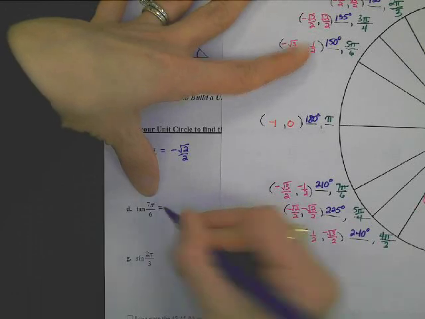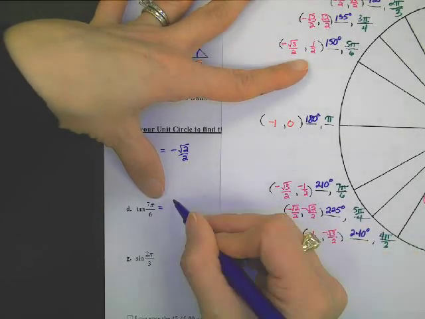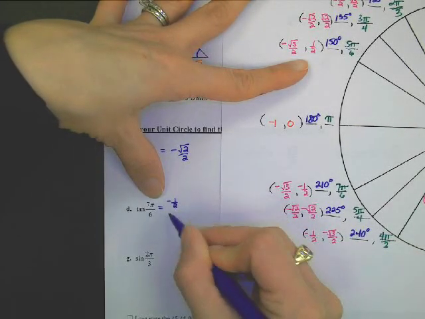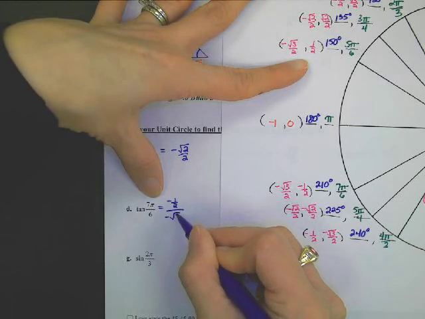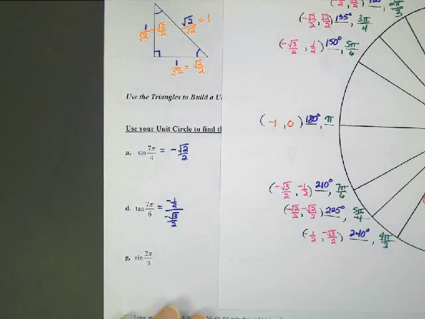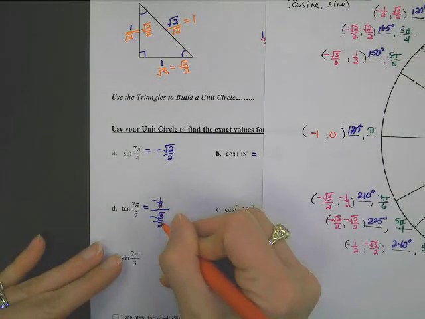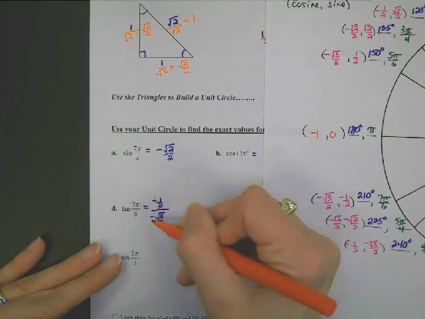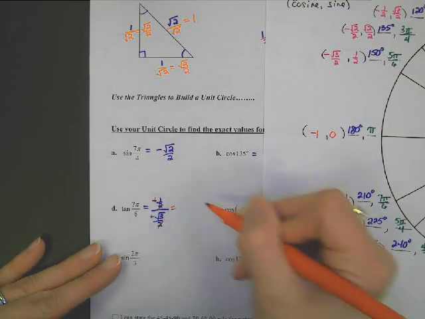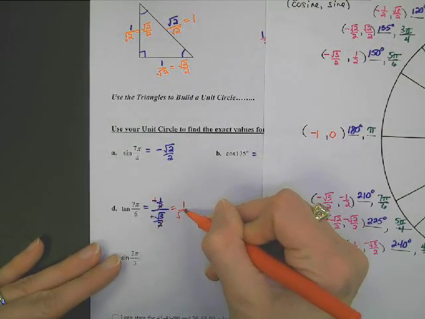So a couple things are going to cancel. The first thing to cancel are these over 2 over 2's. And the negatives also cancel. So we've got 1 over radical 3. Oh, we can't leave it like that. Let's go ahead and rationalize. 1 over radical 3 becomes radical 3 over 3.